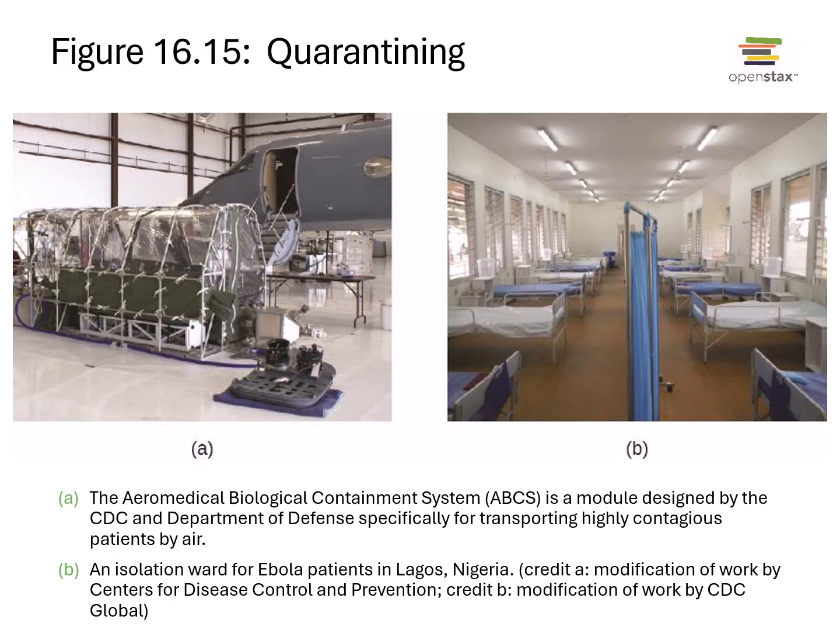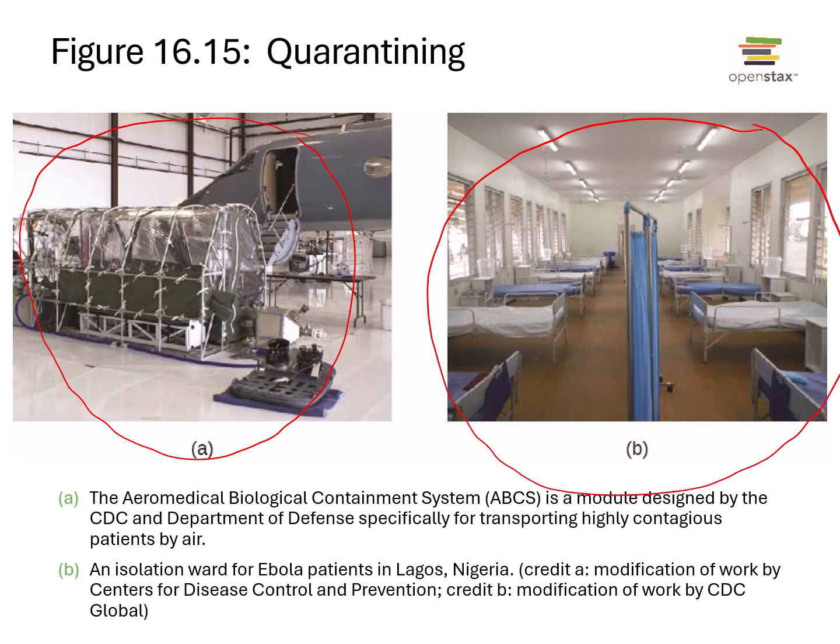This slide shows modern quarantine measures, including specialized transport units and isolation wards used for Ebola. And the purpose of these systems is to protect healthcare workers and prevent community spread of the disease.